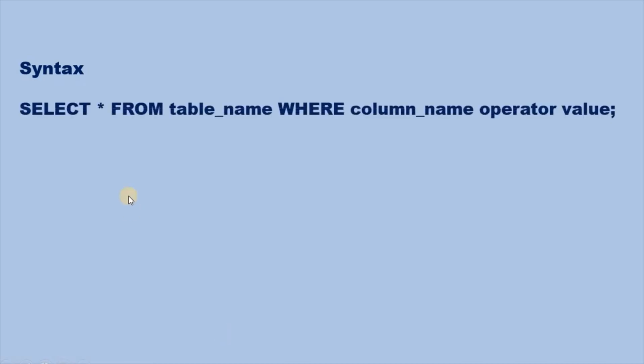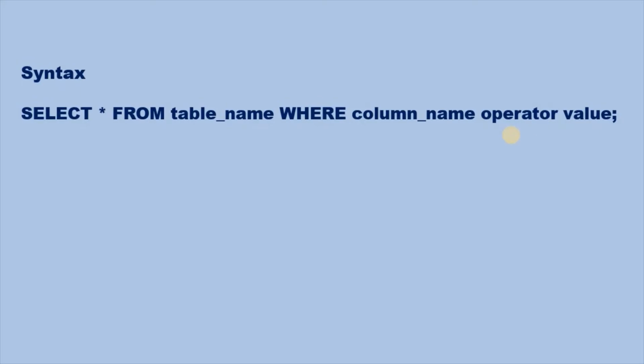The syntax is: select star from table name where column name, and then operator. The operator may be a comparison operator like equal to, greater than, less than, or maybe a logical operator like and, or, not, like, in, between, then value. The value may be any name or any number.